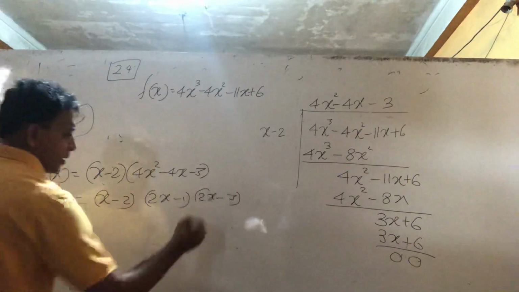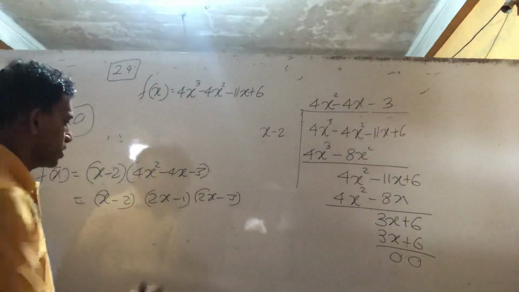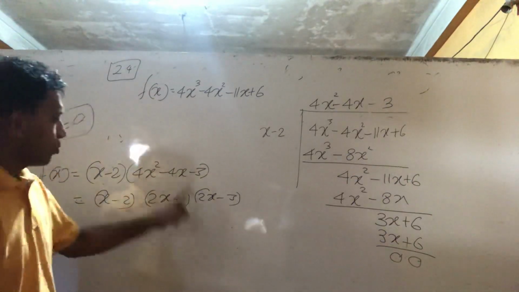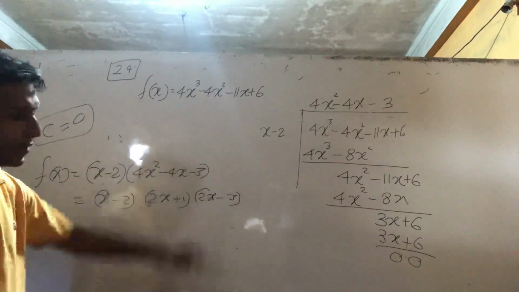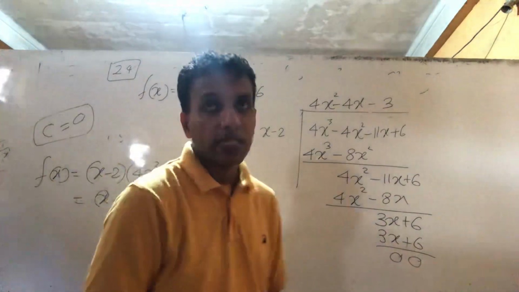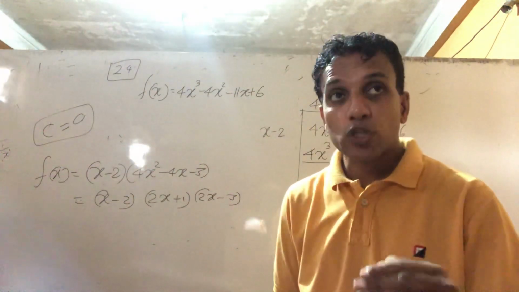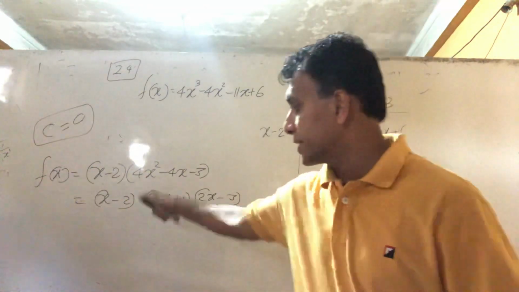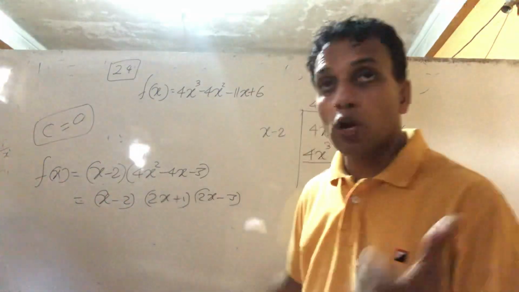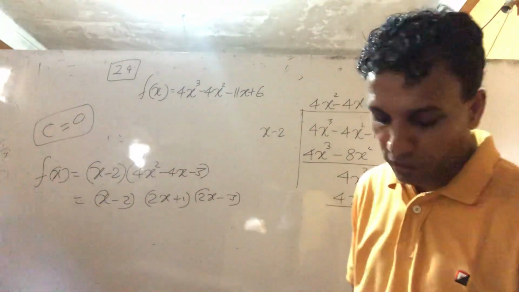Is it okay? Check. 4x squared minus 6 minus 2. One becomes plus. 4x squared minus 6 plus 2, minus 4, minus 2. So 3 factors are available. Only then is it factorized completely. If they say solve f(x) equals 0, what are the solutions? x equals 2, x equals minus half, x equals positive 3 over 2, or 1.5, right?